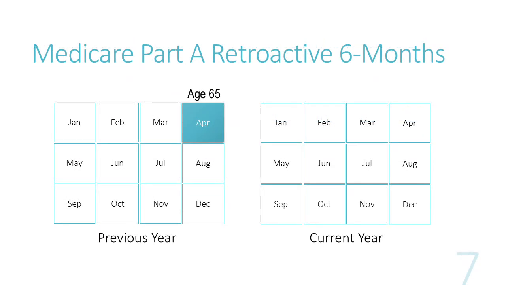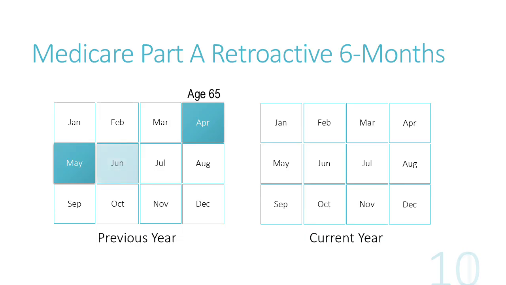Here we have an individual who turned age 65 in April of last year. However, if an individual turned age 65 on the 1st of the month, in this case April 1st, then their Medicare eligibility begins on the 1st of the previous month, in this example March 1st. So let's assume this individual turned age 65 on April 15th, then they are entitled to Medicare effective April 1st.